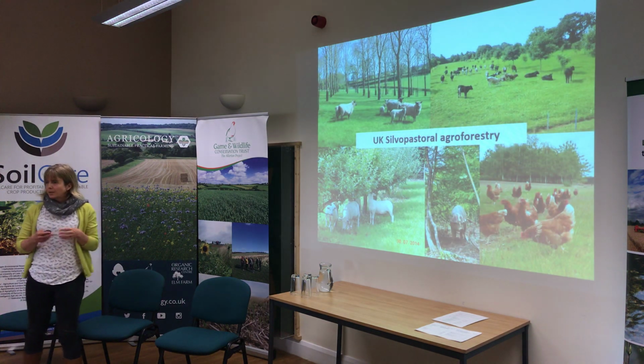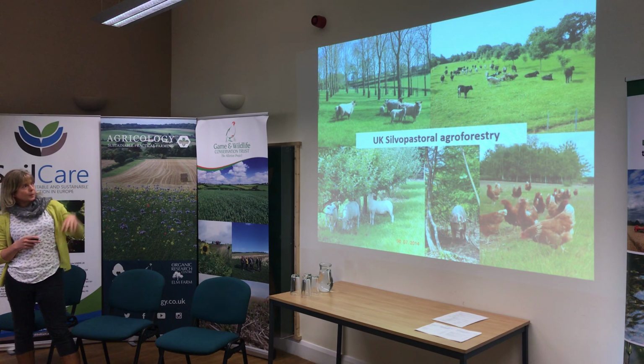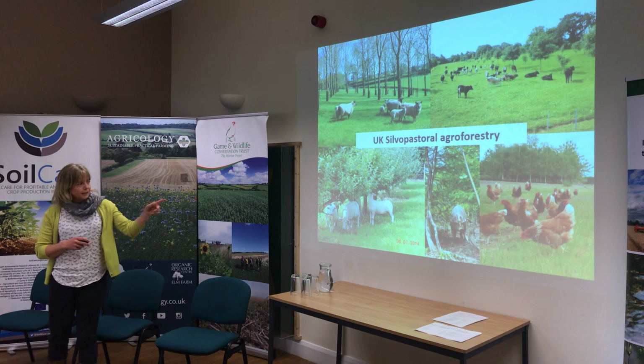Now we come on to these more integrated systems, more novel systems. So here are some examples of silvopastoral agroforestry in the UK, ranging from ash and sheep in the top left, more of an alley cropping approach with a whole diversity of nuts and fruits in the top right, reintroducing grazing into modern orchard systems. Don't know if you can see there's a little picture there of a pig.